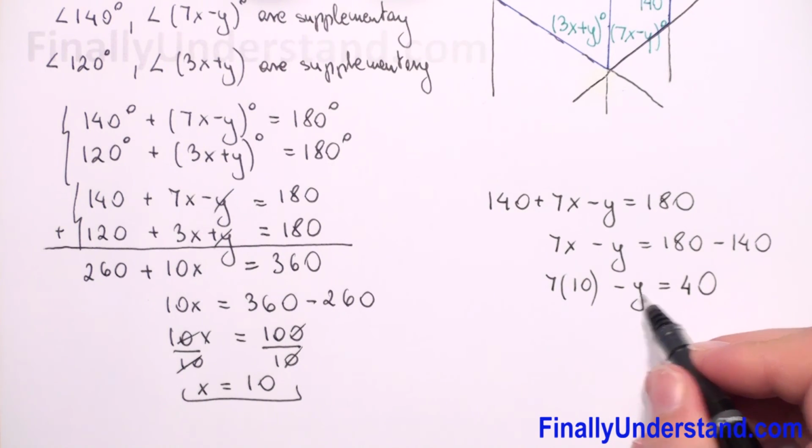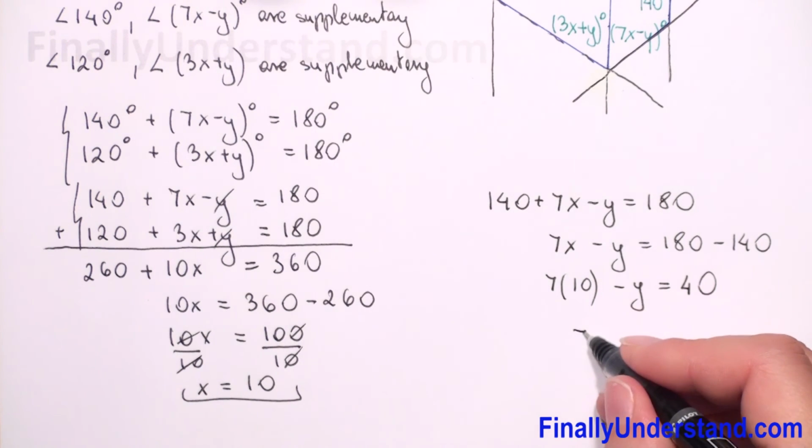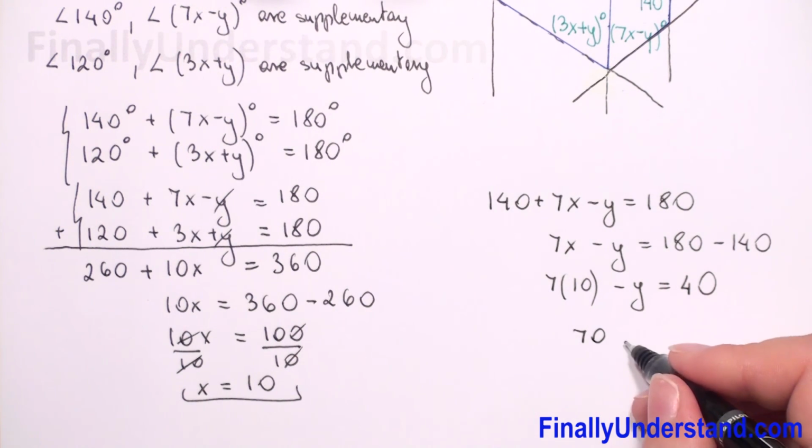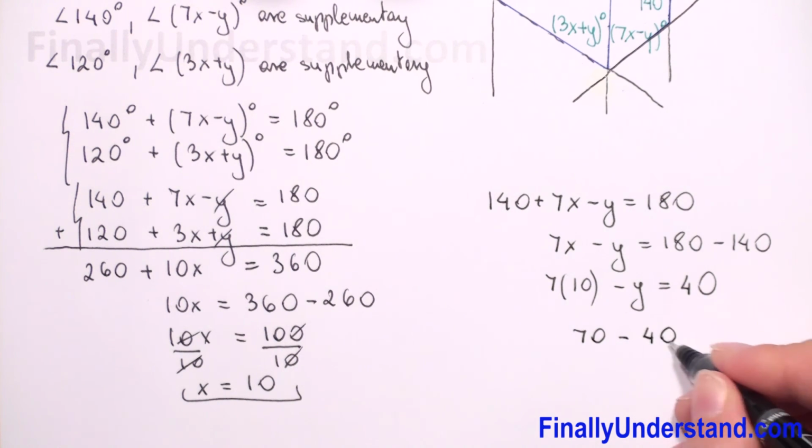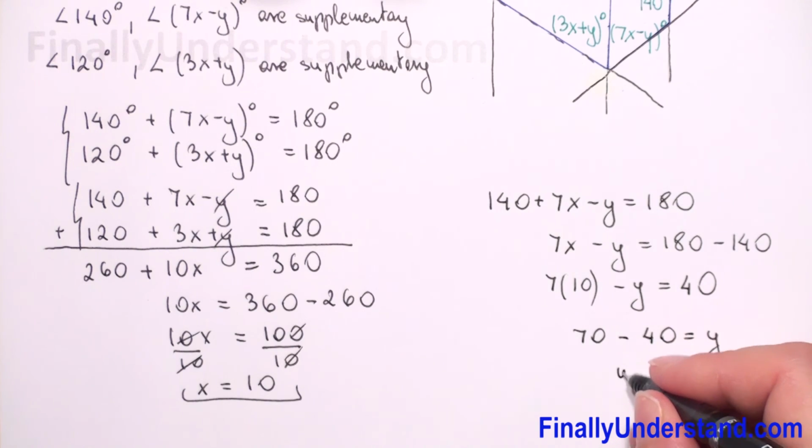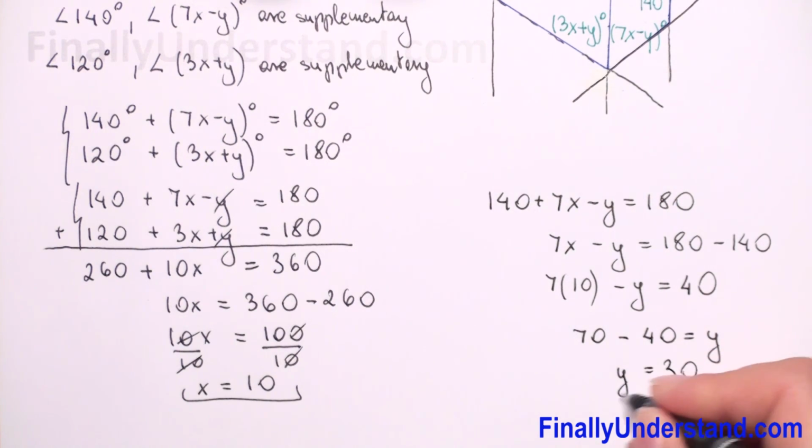I will move negative y to the right side, so we have 70 and 40 to the left, minus 40 is equal to y. So let me change the sides. We have y is equal to 30. This is my solution. We found x and y.